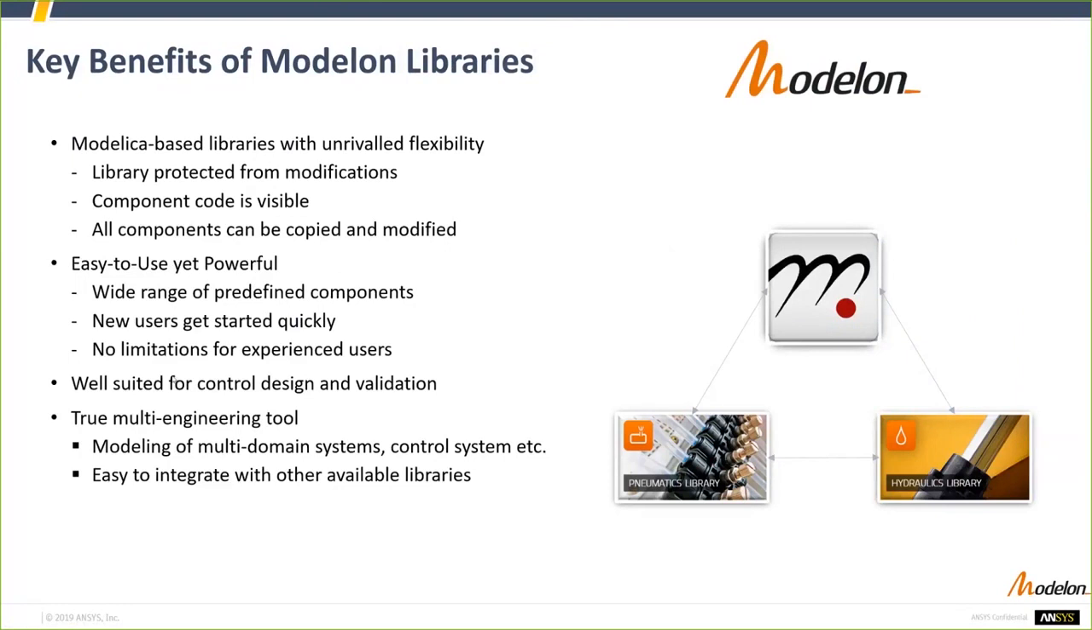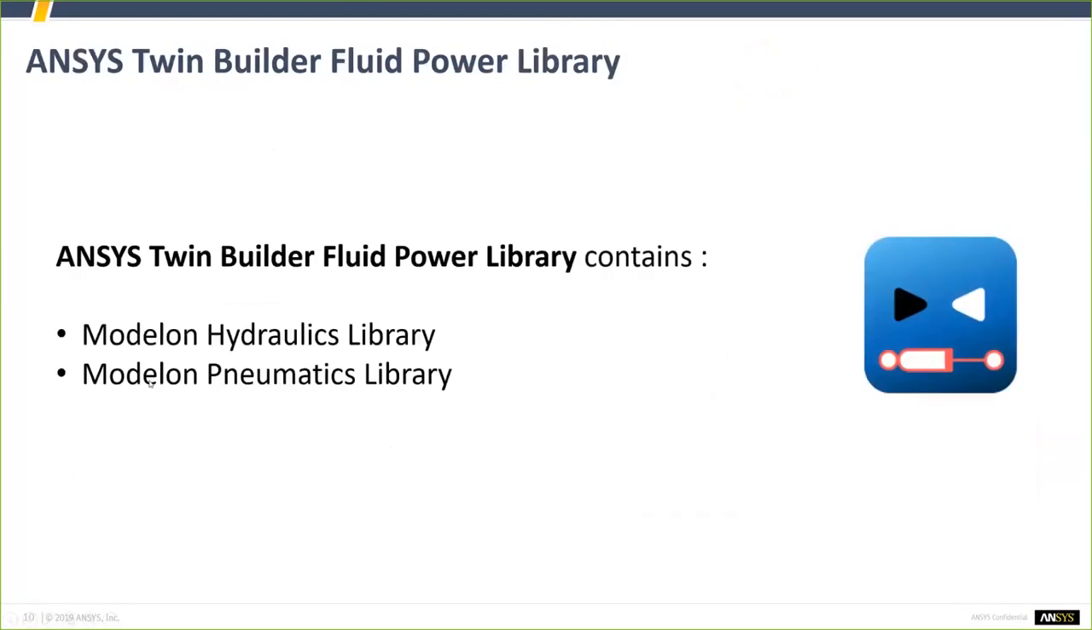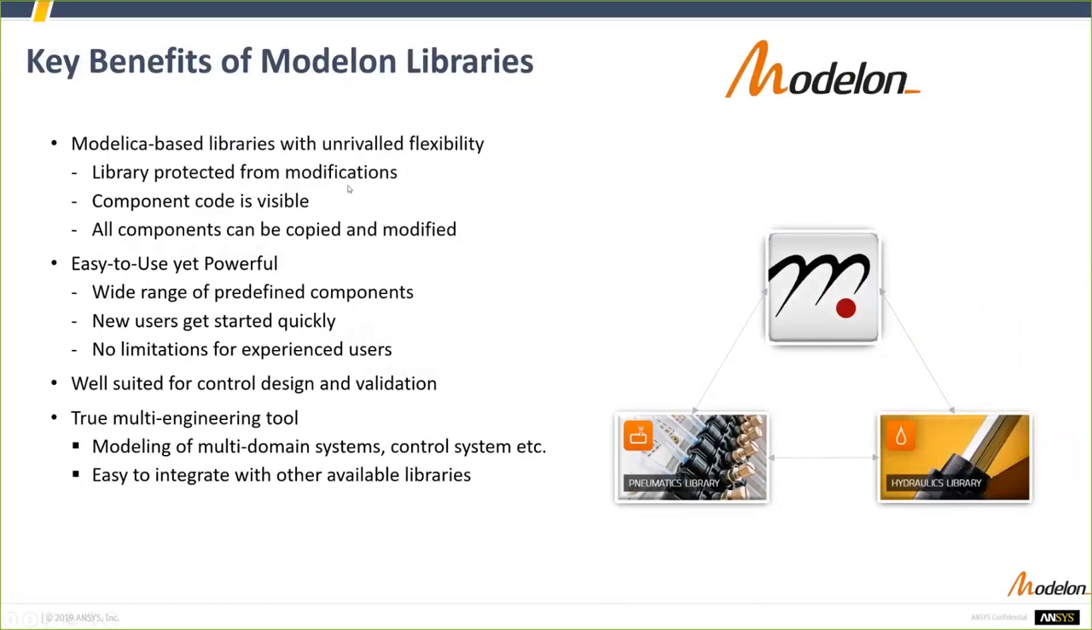So if I can get back to the library, just to the previous slide. The ANSYS Twin Builder Fluid Power Library contains both the Modelon Hydraulics library and the Modelon Pneumatics library. We will first go through the key capabilities of our libraries in general in Modelon, and then we will discuss each hydraulics and pneumatics library separately.